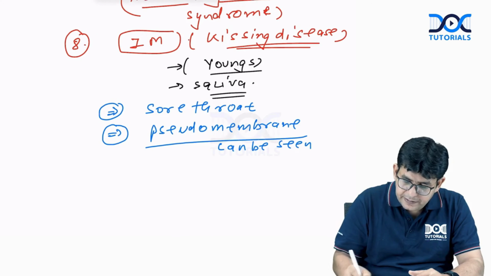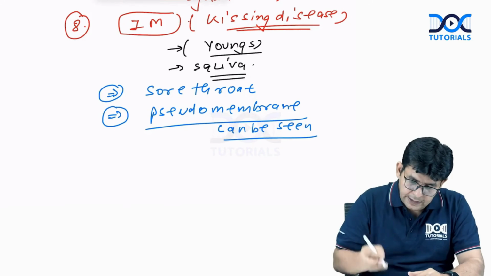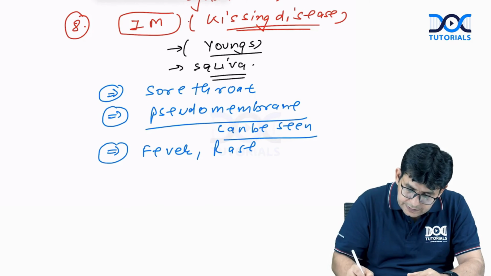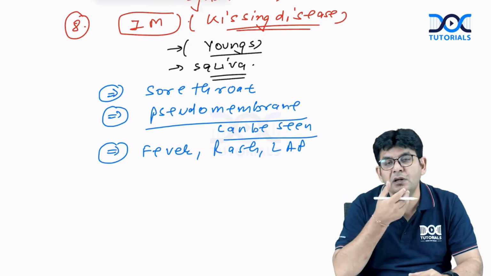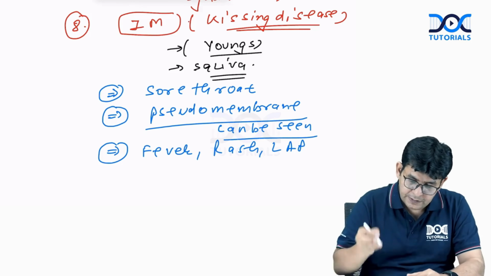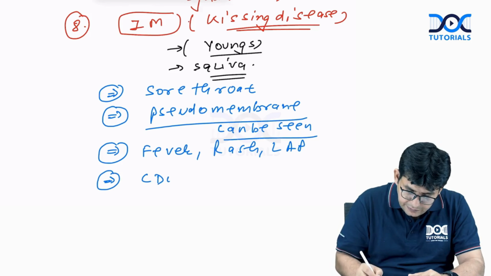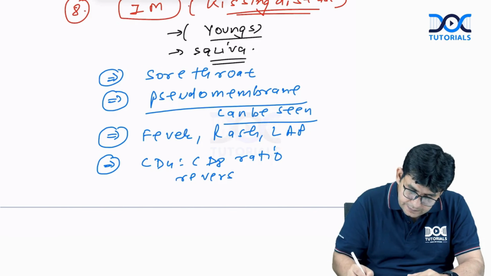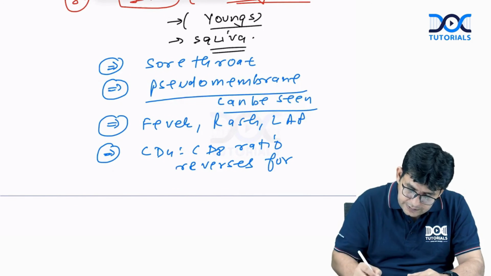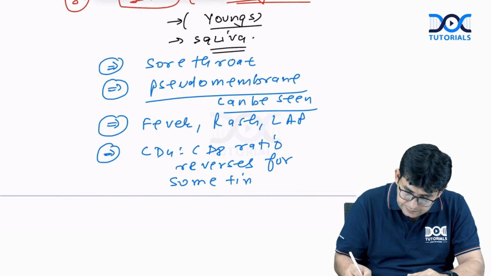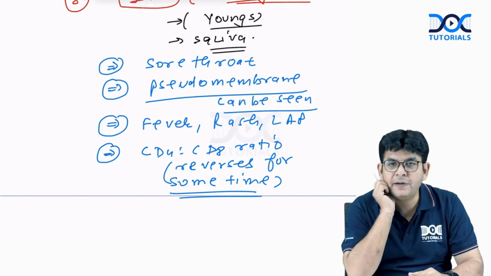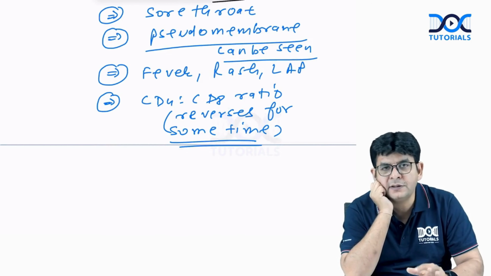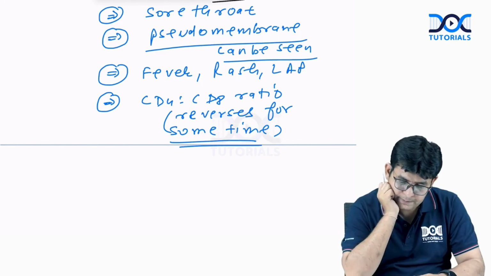It comes in the differential diagnosis of pseudomembrane: infectious mononucleosis. Along with that, the mononucleosis-like features, fever, rash, lymphadenopathy. These all things are there in this particular one also. Important is the CD4-CD8 ratio reverses for some time. Later on, it comes back to normal, but it reverses for some time in the case of infectious mononucleosis. Is it fine?